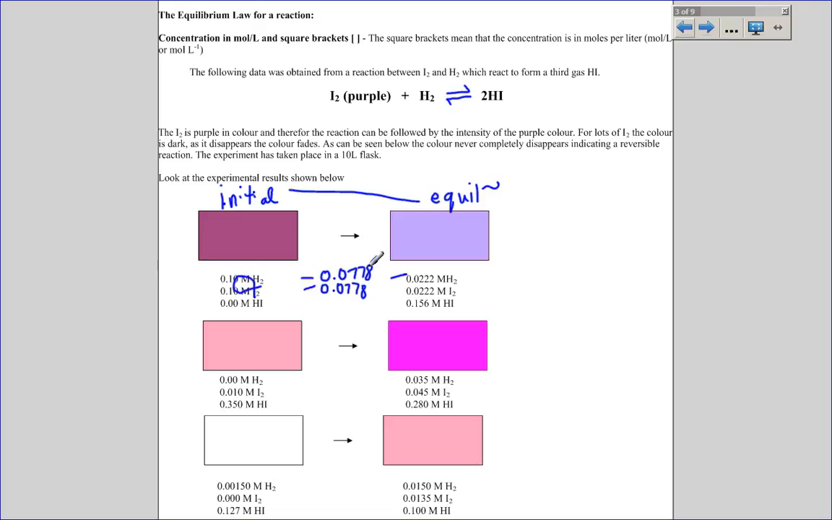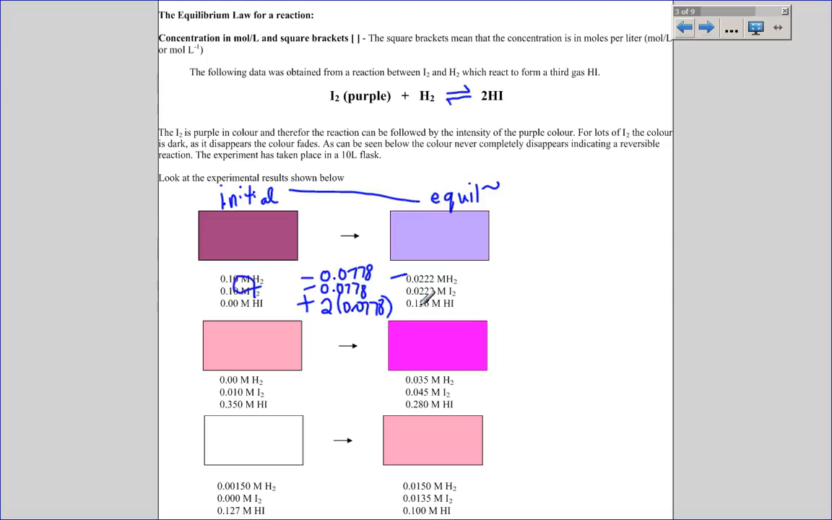The HI, because it has a 2 as its coefficient in the balanced chemical equation, for every 1 mole of I2 that is used up, 2 moles of HI are produced. So for the HI, it's increasing in concentration. It started with no HI in the system, and it's going to increase by 2 times 0.0778, okay, which is where we got the value 0.156.